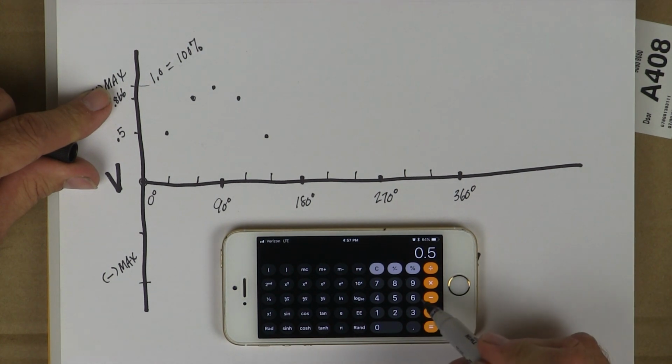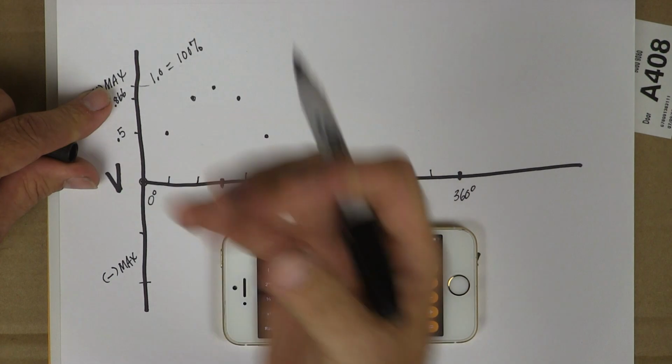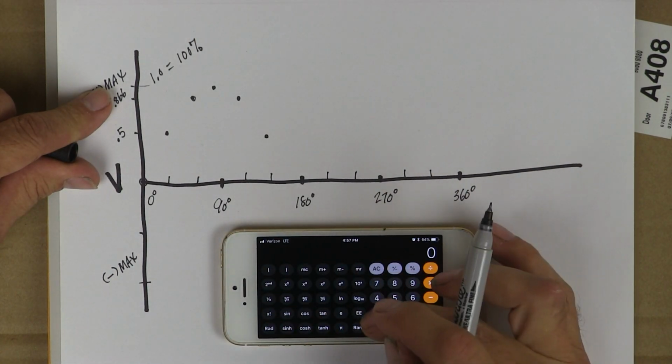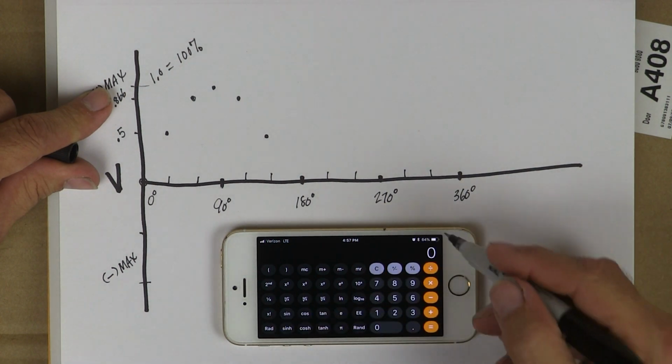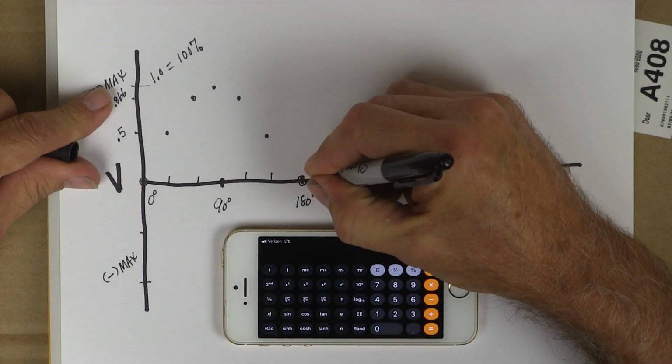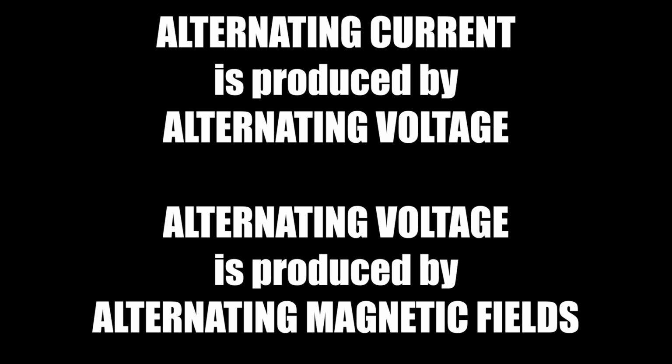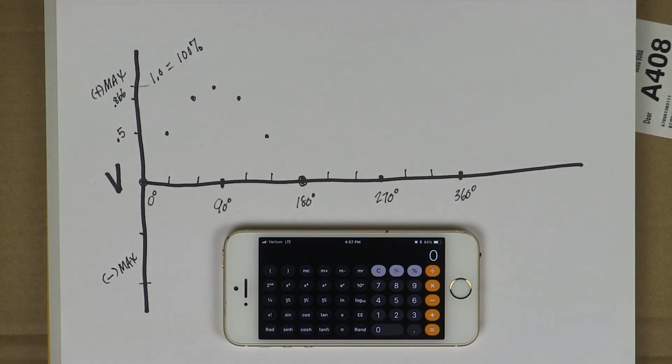And then, oh, we're at 180 now, so the generator's cranking away. So we do 180. Sine wave. Zero. We're back to zero. Look at that. And I can see that I didn't draw that exactly right, but I'm going to survive.